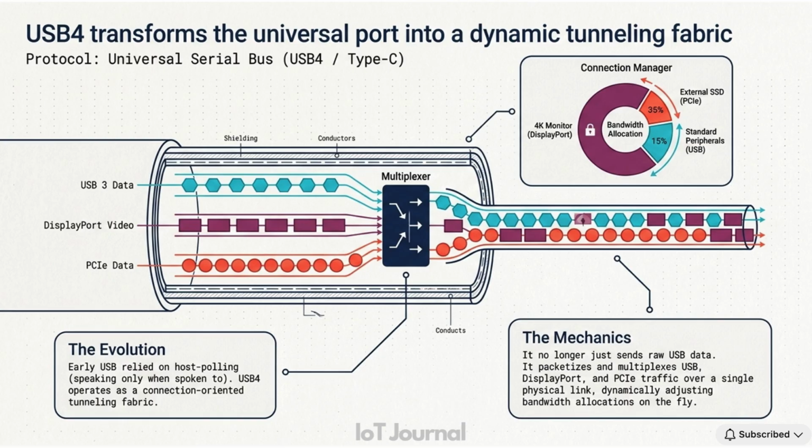Modern Type-C connectors with USB 4 aren't just single-purpose data cables, they are dynamic tunneling fabrics. USB 4 packetizes and multiplexes native USB 3, DisplayPort video, and PCIe traffic through a single physical cable. A connection manager dynamically reallocates bandwidth on the fly, seamlessly adjusting between a 4K display and an external NVMe drive.